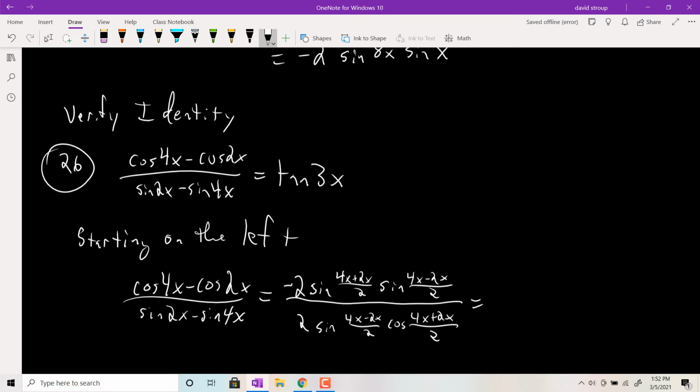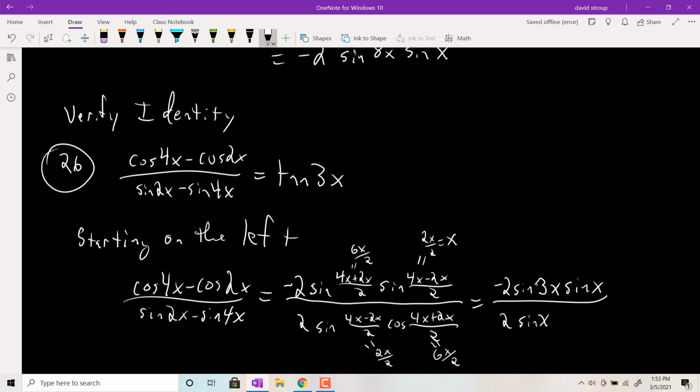Okay. Let's simplify that material. So I'll have sine of 4x plus 2x is 6x over 2, which will be 3x, so -2 sine of 3x. 4x minus 2x over 2 is 2x over 2, so that would just be x. So then times sine of x, divided by this guy. So 4x minus 2x over 2 is 2x over 2, which is just sine of x. And then 4x plus 2x over 2, again, that's just 6x over 2, which is 3x. So cosine of 3x.